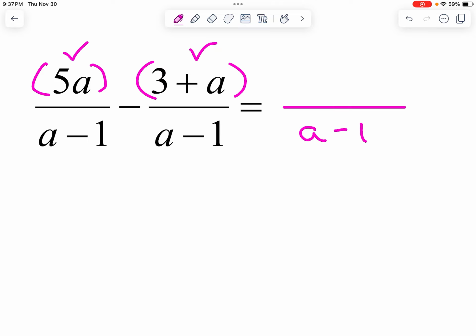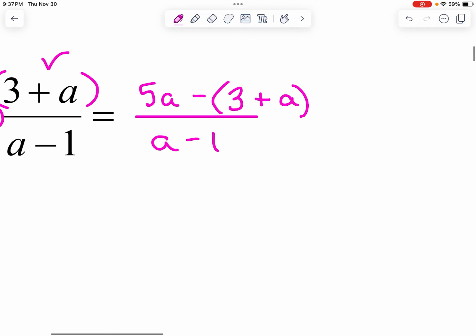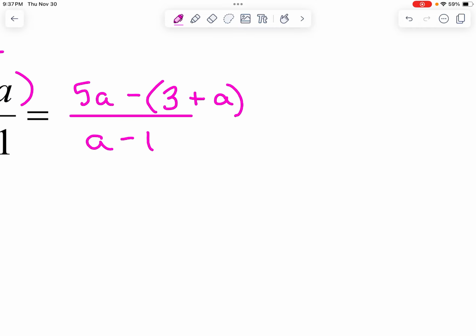Watch this. You bring the 5a over. What sign do you bring over? We have the subtraction, minus. But look, got to carry it through. You have to bring the binomial 3 plus a over in parentheses so that you remember that you need to distribute the minus sign. A lot of kids skip that step and they only minus the 3. They keep the plus a. Oh my goodness.